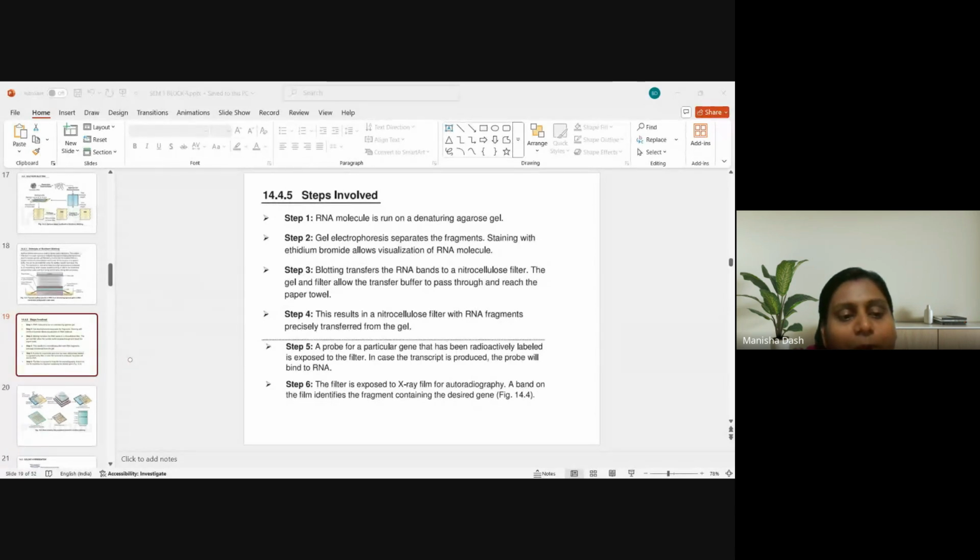A probe for a particular gene that has been radioactively labeled is exposed to the filter. In case the transcript is produced, the probe will bind to the RNA. So the filter is exposed to X-ray film for autoradiography. A band on the film identifies the fragment containing the desired gene.